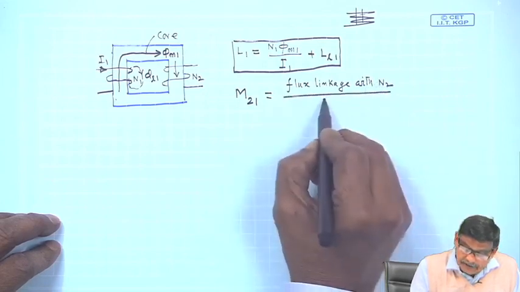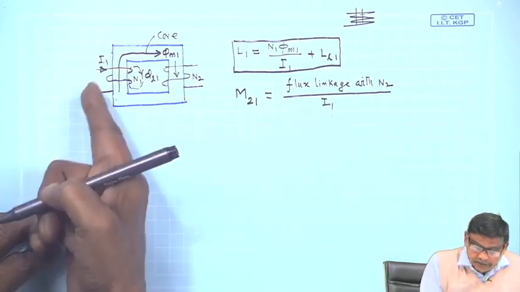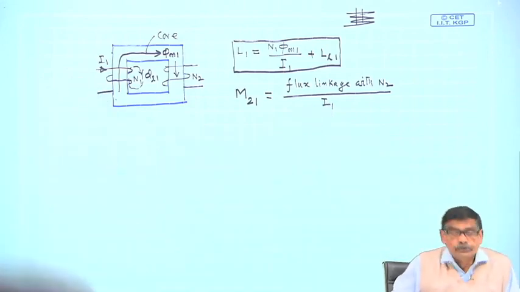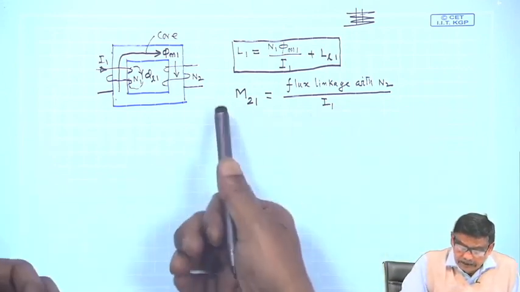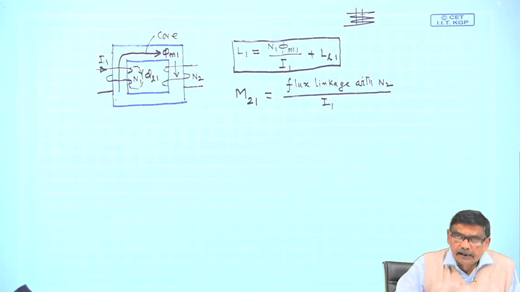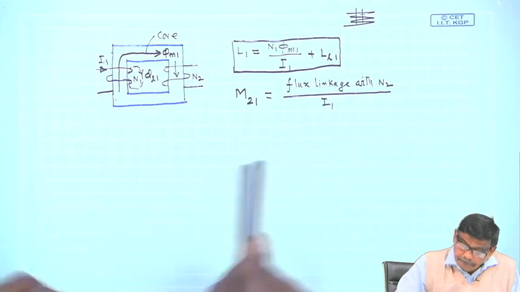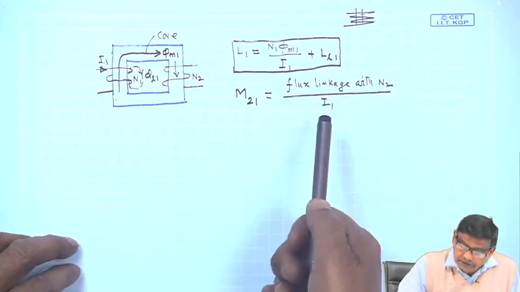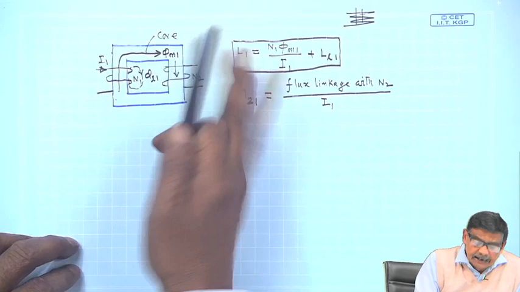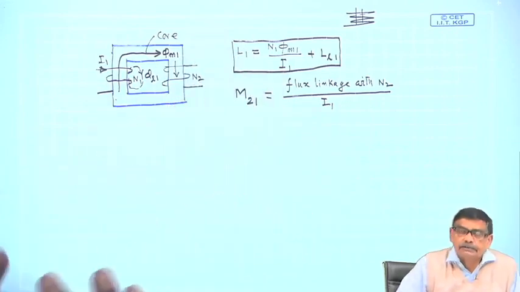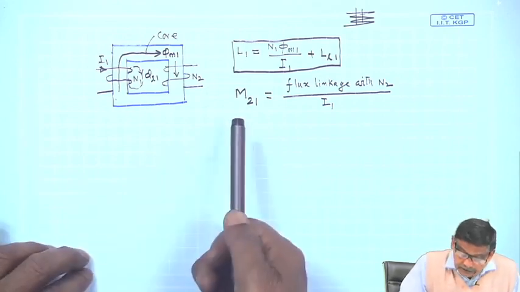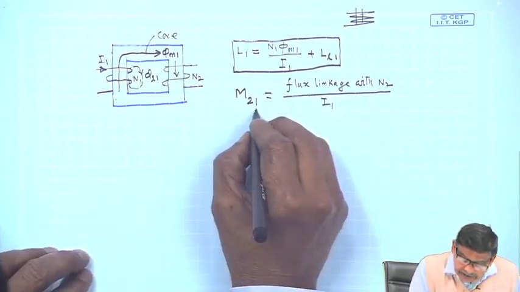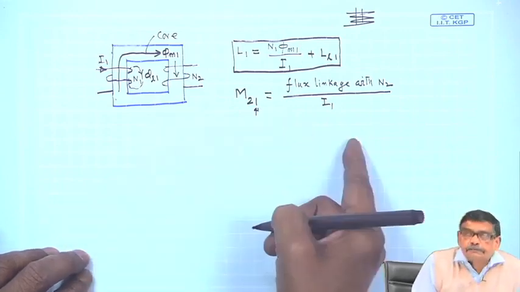divided by 1 ampere flowing through coil 1. Once again, the unit of M will be the same as L, Henry, that is flux linkage Weber turns per ampere. So, this is flux linkage with N2 divided by I1. The second coil I have not touched, nothing is flowing through the second coil. So, this is called the mutual inductance of the second coil. The second suffix indicates that the first coil is carrying current.